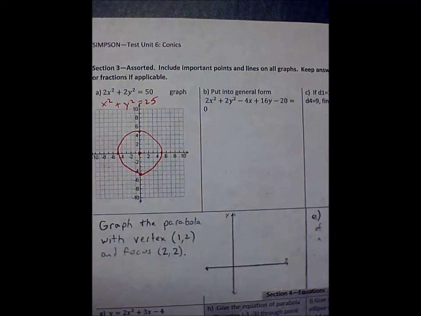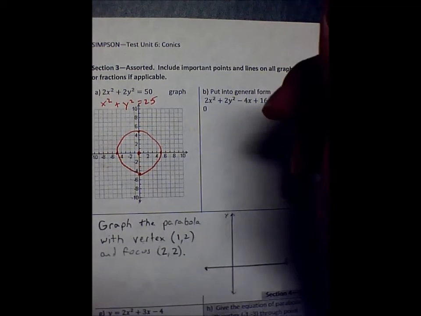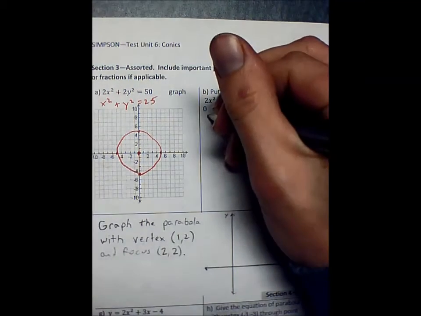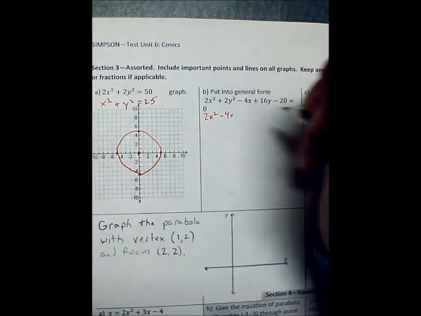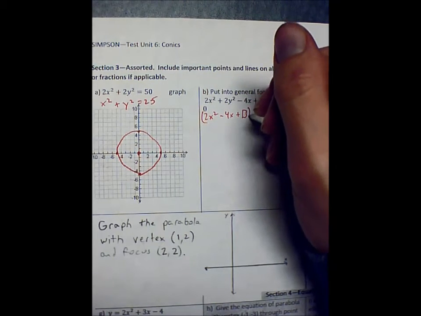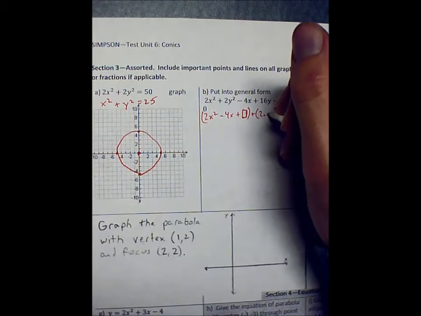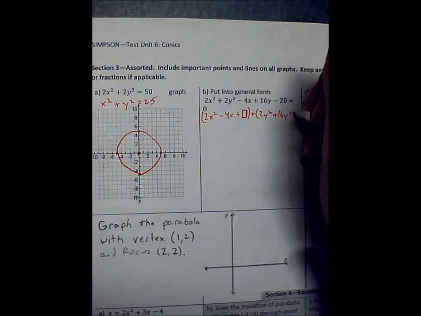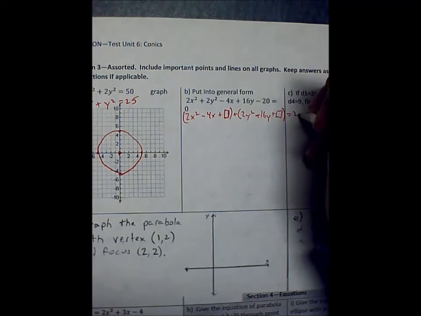Next, we want to put this in general form. To do that, we need to complete the square. So start by moving the 20 over, and then we're going to regroup these with the x's and the y's together. So 2x squared minus 4x, leave a box, plus 2y squared plus 16y, plus box, equals 20.